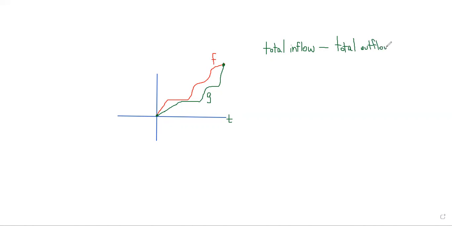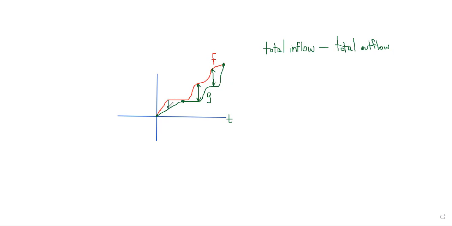Okay, now that is represented by the difference between f and g at any given time. So you can see that even though f and g are always increasing, the values of f minus g go up and down.